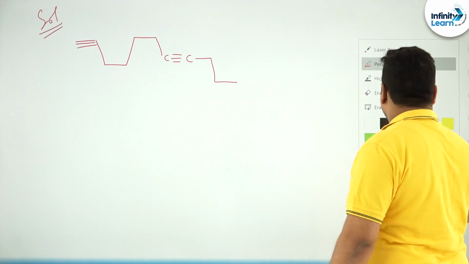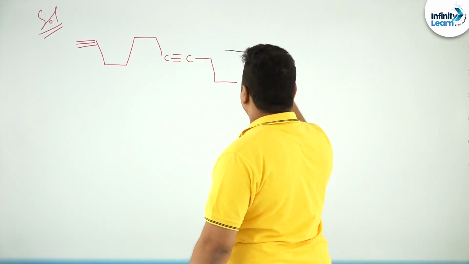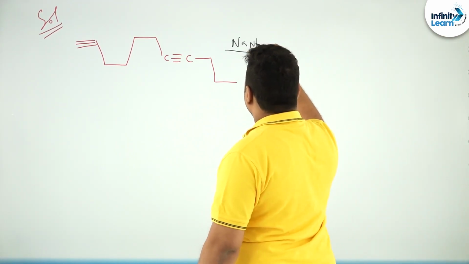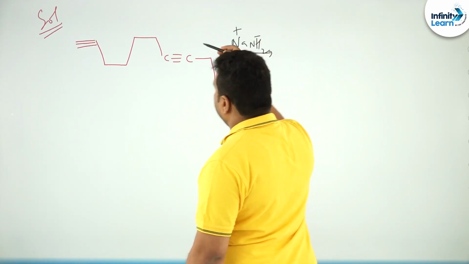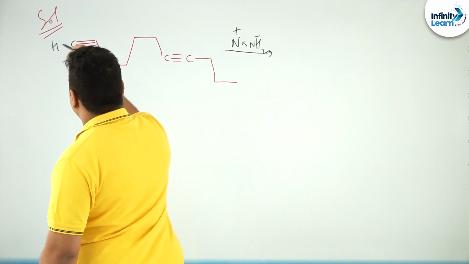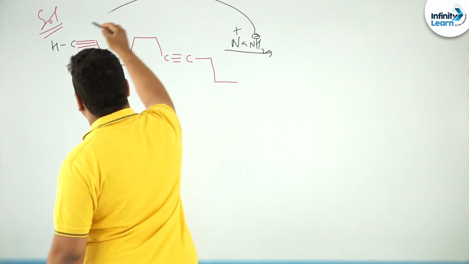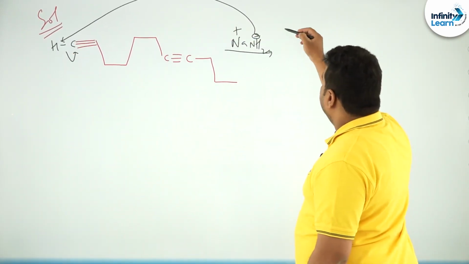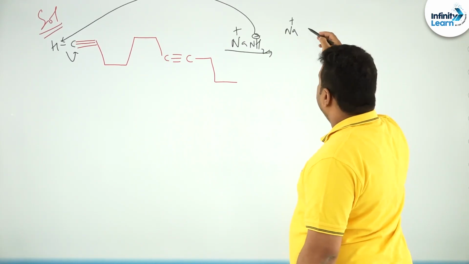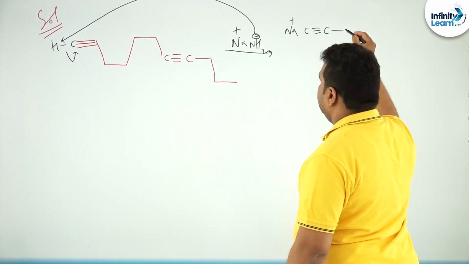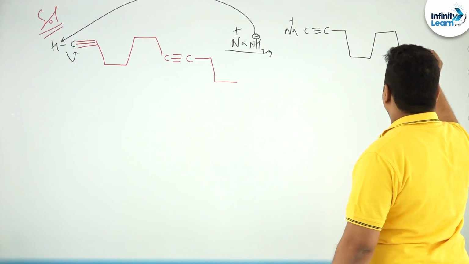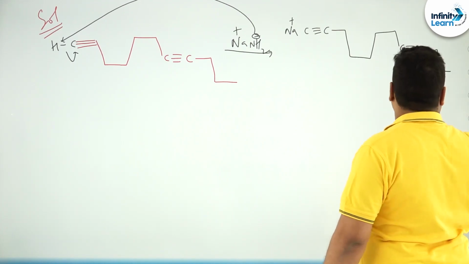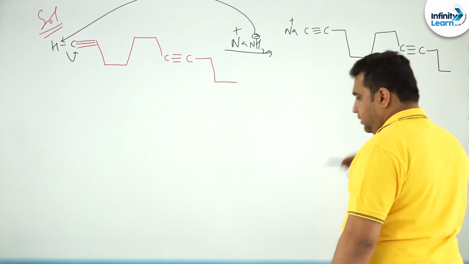Now, please tell me, if you treat this compound with sodamide, NaNH2, obviously the internal alkyne will not react, but the terminal alkyne will react. It will take the proton and form sodium acetylide. So, this is Na plus, this is C triple bond C, the corresponding product obtained. Got it.